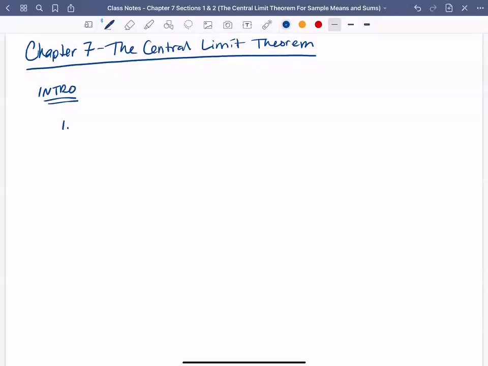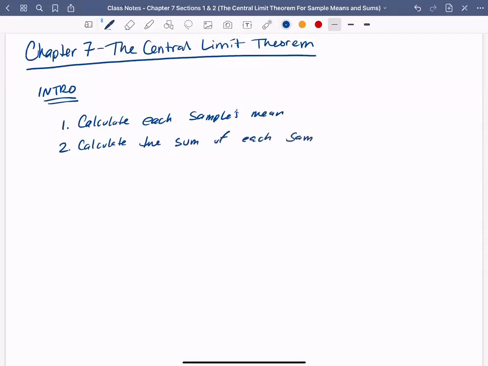One, we can calculate each sample's mean. Or second, we can calculate the sum of each sample. All right, so as you can see, it's separated us into 2 sections. So the first section, we're going to look at the sample means.